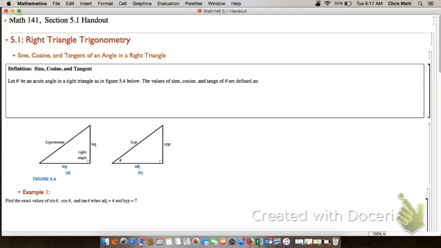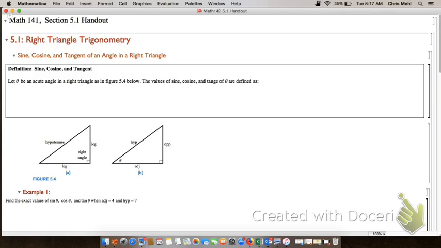So we'll get started. Chapter 4, specifically section 4.2, is all about defining sine, cosine, and tangent as the x and y coordinates on a unit circle that correspond to a given angle. And then section 5.1 is going to take a right triangle approach to trigonometry.